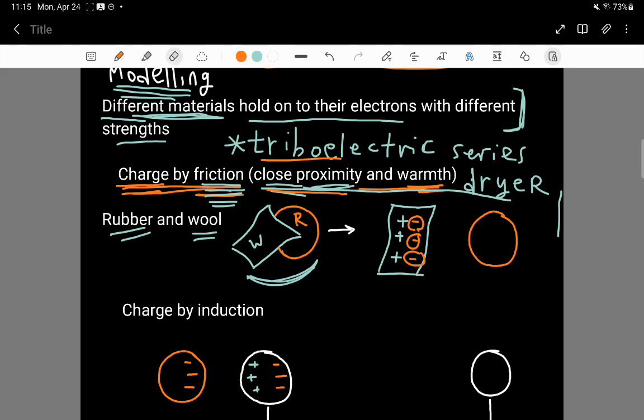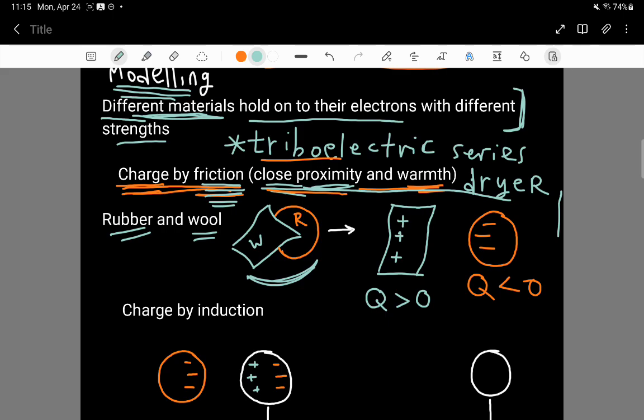So let me draw that, right? So the electrons have moved over, but remember what I said, the protons don't move. We're talking about only the electrons moving over. And so the net charge, you can see that the net charge of the balloon here was 0, and the net charge of the wool is greater than 0, right? So the net charge of the balloon is negative, and the net charge of the wool is positive.